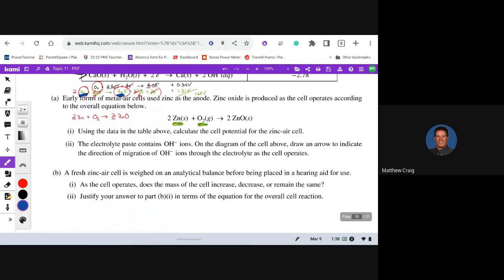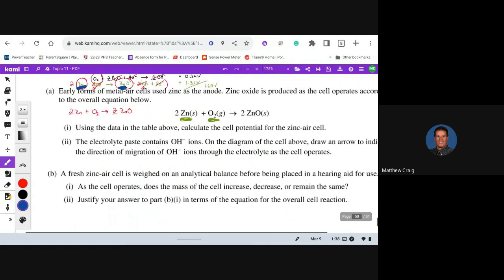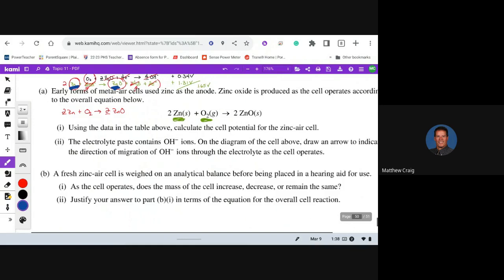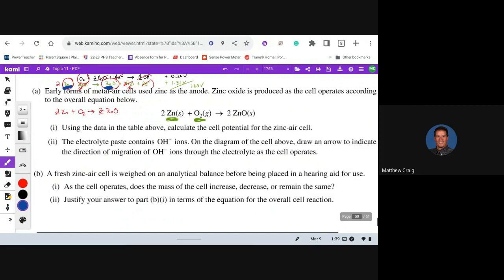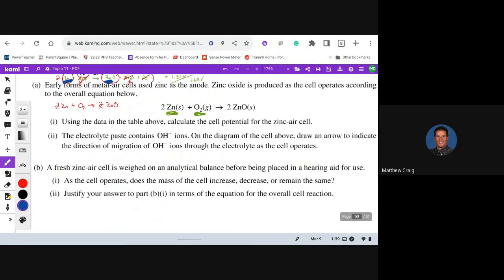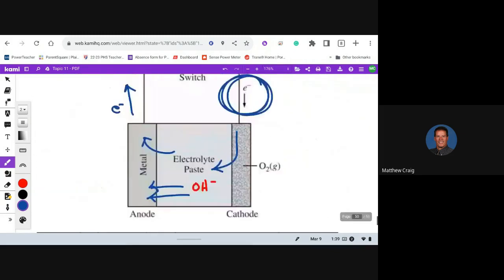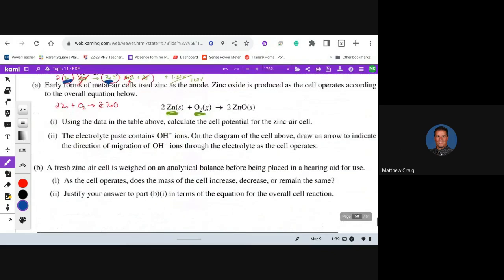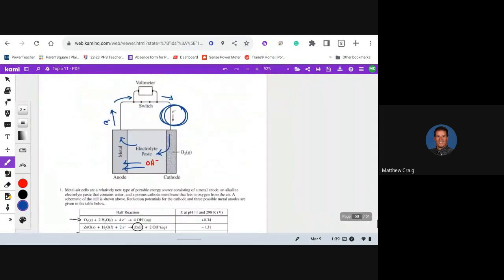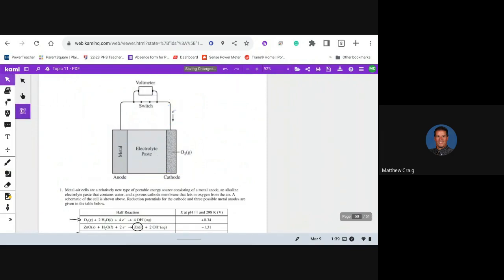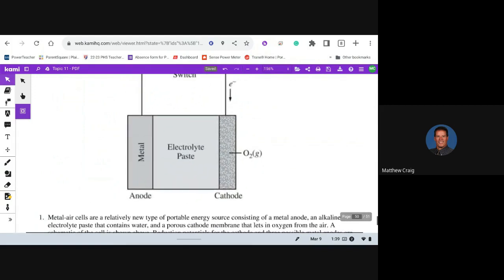Not so bad yet. Part B, a fresh zinc air cell is weighed on an analytical balance before being placed in a hearing aid for use. I don't have those yet. I'm getting close. As the cell operates, does the mass of the cell, this is the cell, does the mass of the cell increase, decrease, or remain the same? Let me erase all this. Think about that for a second. So is the battery getting heavier, lighter, staying the same?